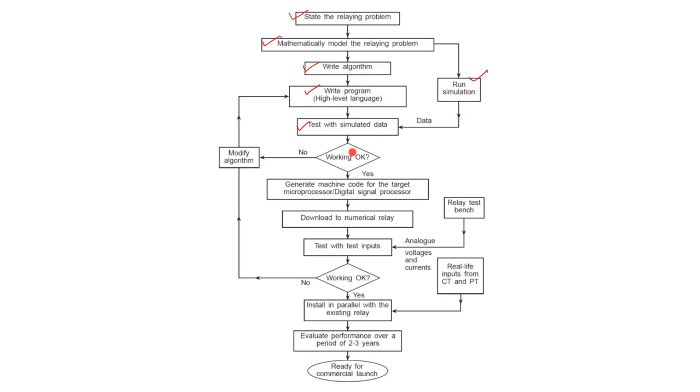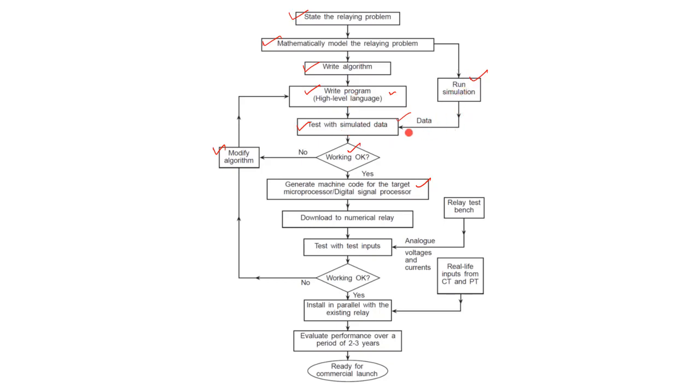Then here we test both the data from the high level language and the simulation result. If it is working okay, then generate the machine code for the target microprocessor or digital signal processor. If it is no, then again we need to modify the algorithm, modify the program, and again test with the simulated data.